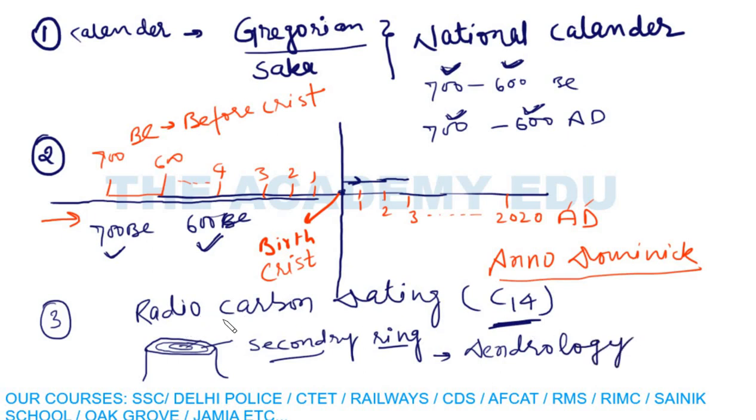Generally in history we use radiocarbon dating. In science we use dendrology. But here in history, most of the time we use radiocarbon dating. Now let's move to the chapter.